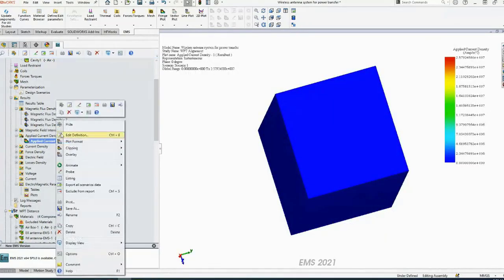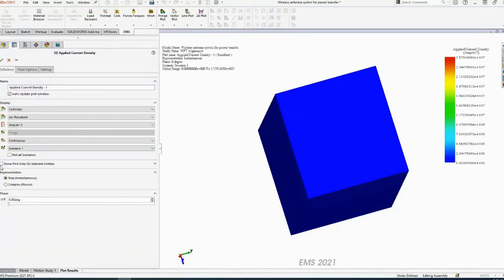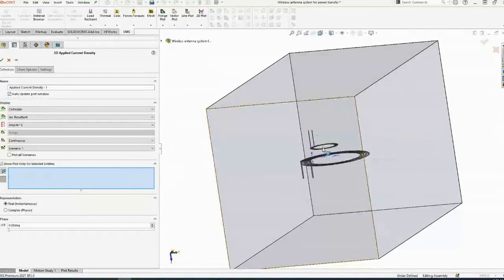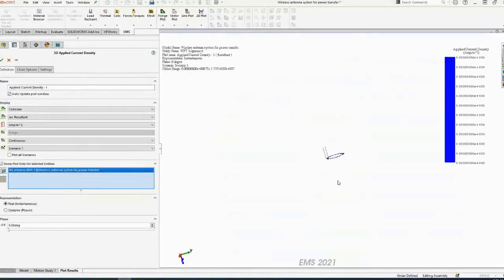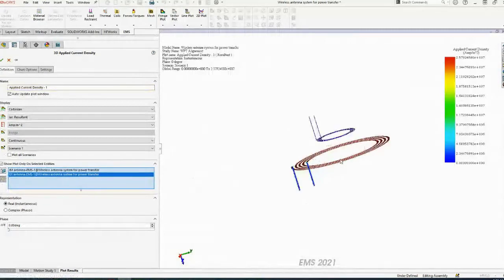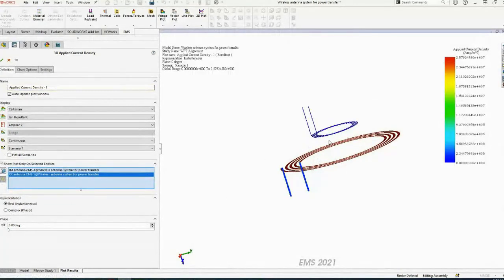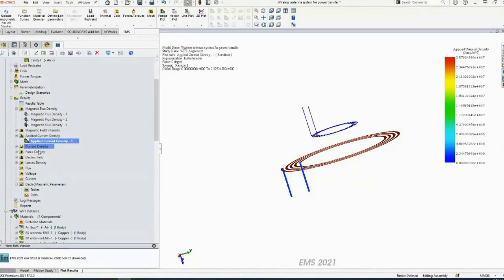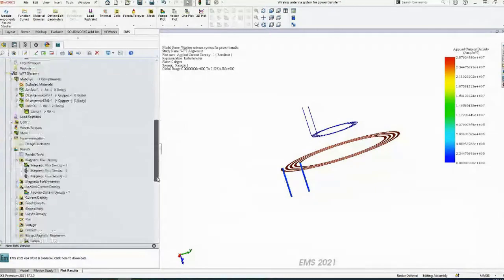Because I have the air, I can edit the definition. If I want to see the plot only in coils, I can plot, say, this coil, and this is the receiving coil, 0. There you go. This is my current, because there is no current in the receiving coil. All the current is, obviously, applied in the transmitting coil. So any of these data you can look at, you have a lot of results, whether field data or tabular results. Okay, that's one set of the results.